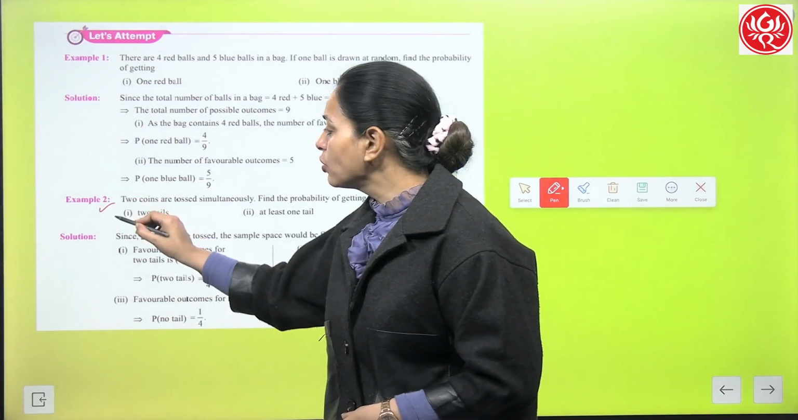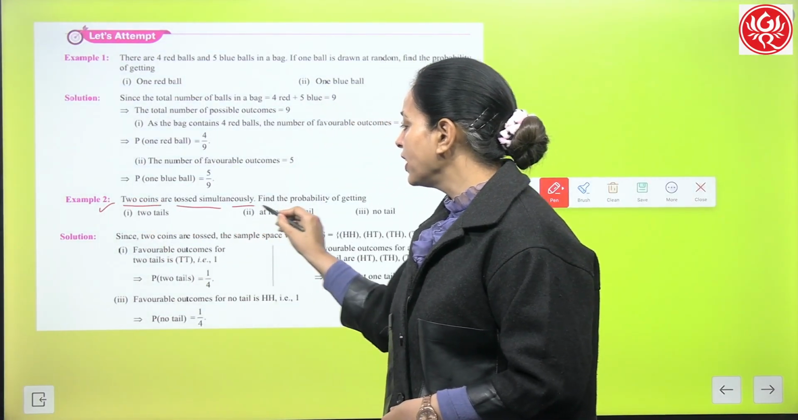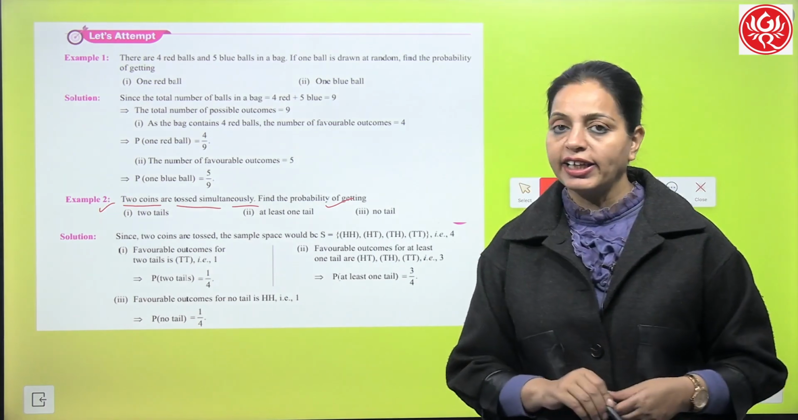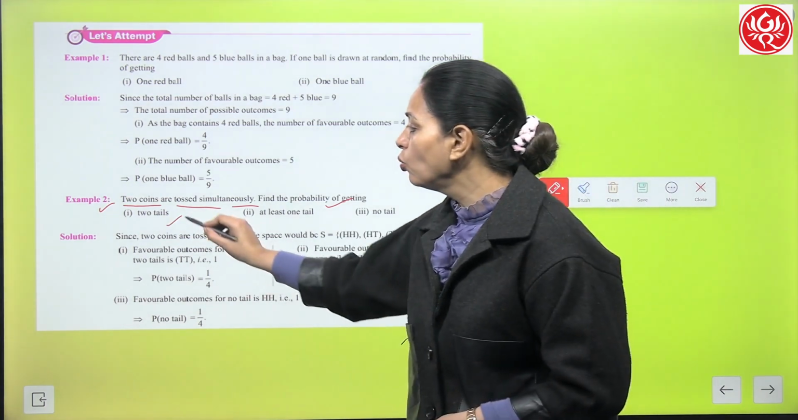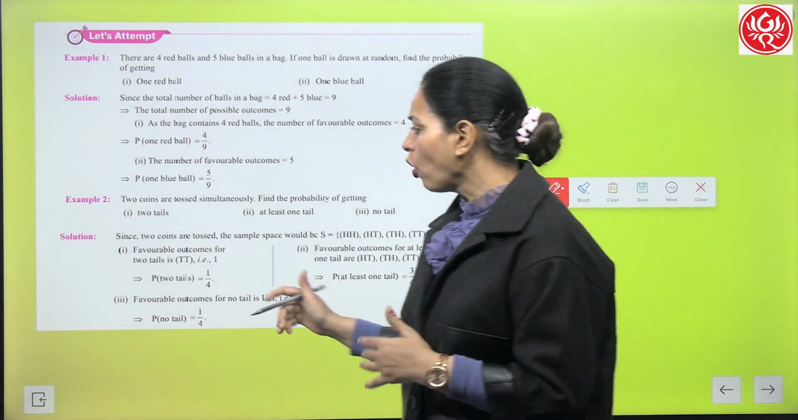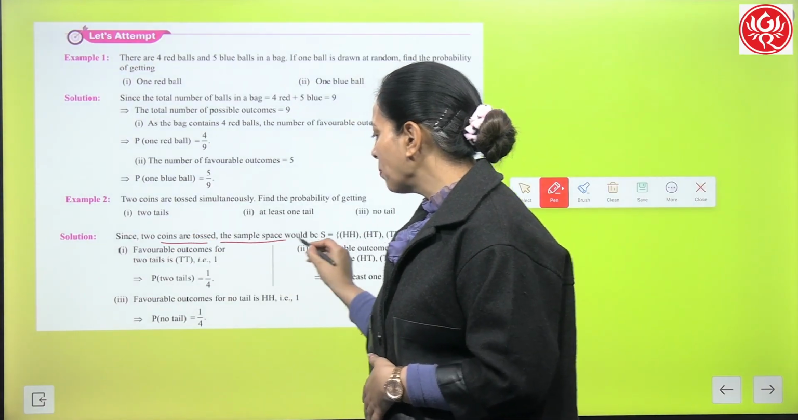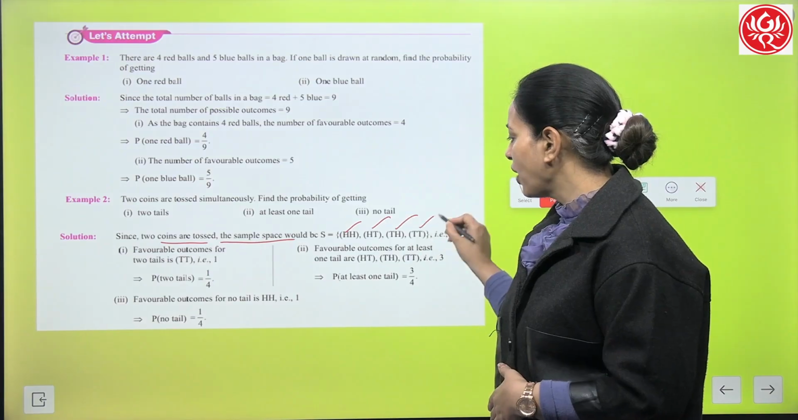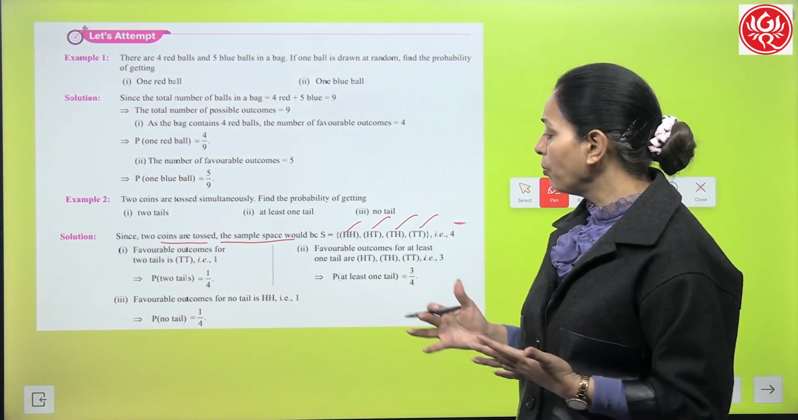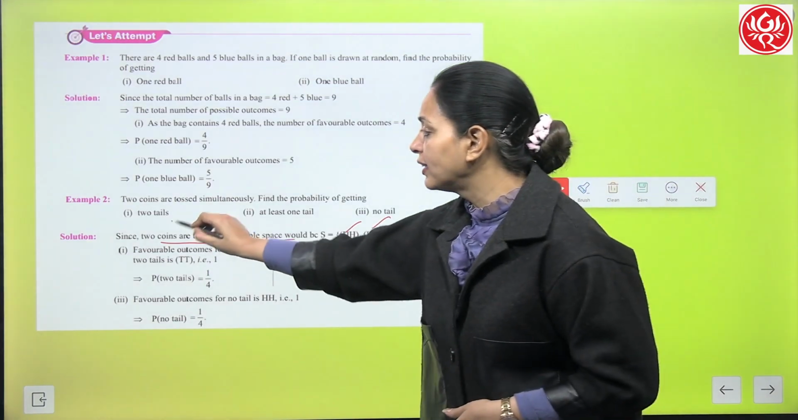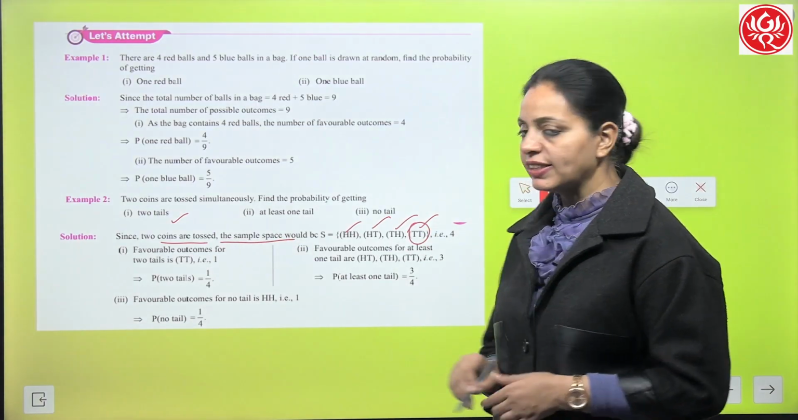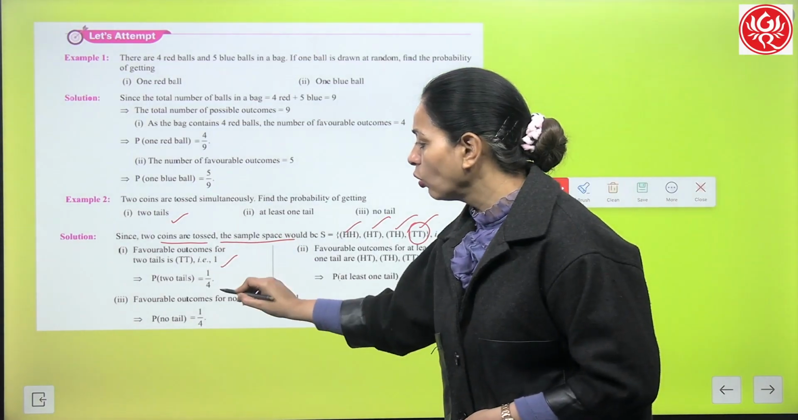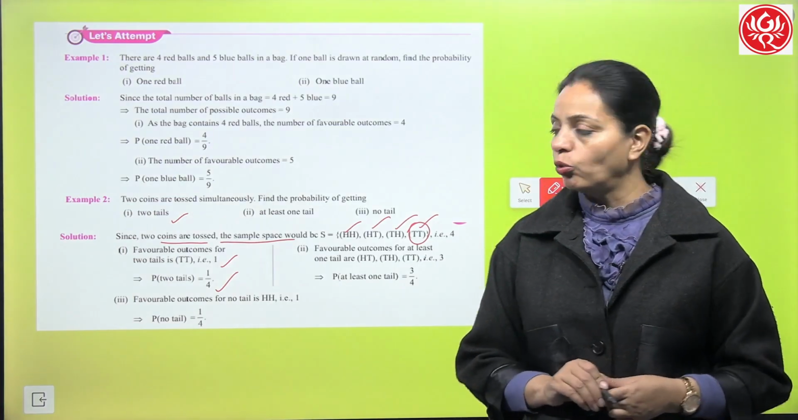Now example 2. 2 coins are tossed simultaneously. Find the probability of getting first one 2 tails. So since 2 coins are tossed simultaneously, the sample space would be S, HH, HT, TH and TT. Now favorable outcome, we want 2 tails. That is only one case, okay? So 1 out of 4, 1 by 4, right?